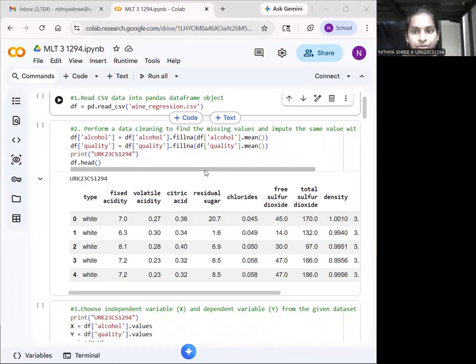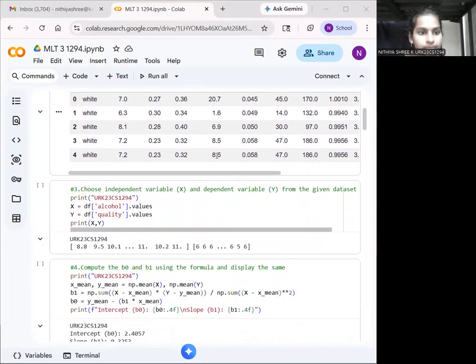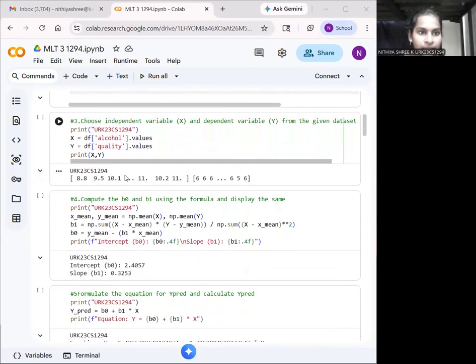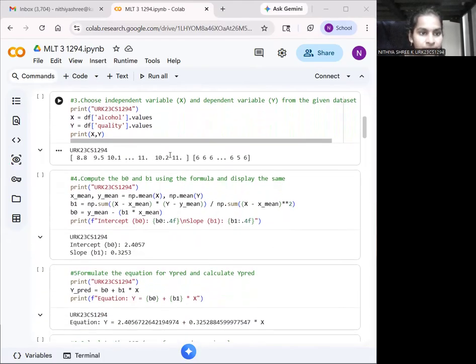We are going to choose X and Y. X is an input and Y is the output. Choose the independent variable and the dependent variable. The independent variable is X and the dependent variable is Y, and then we are using the data frame to find the values.